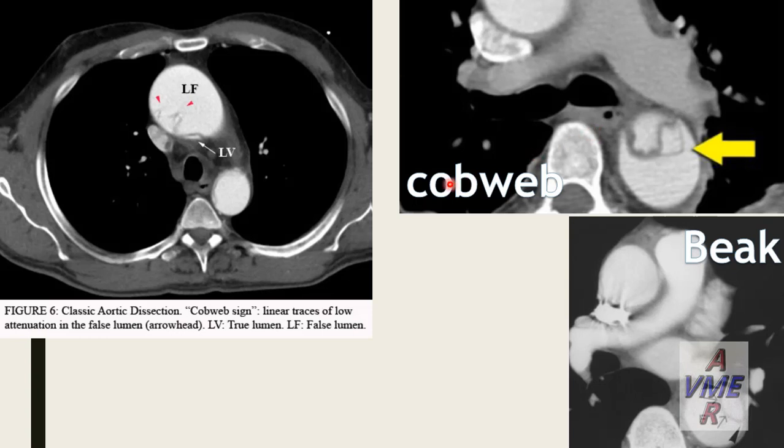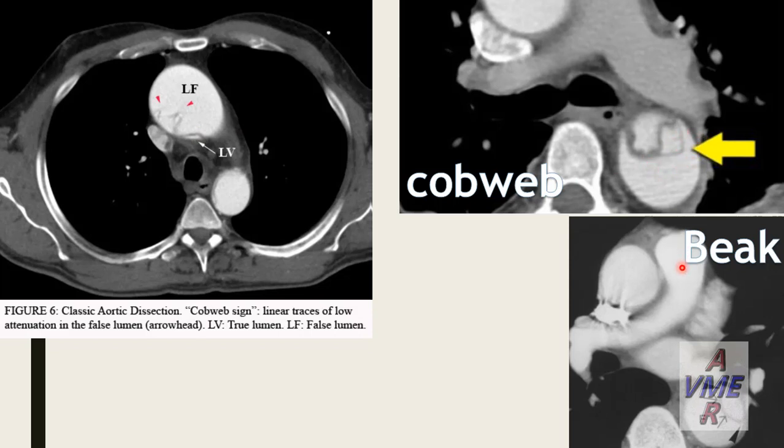Classical aortic dissection cobweb sign. This is the shadow present in the false lumen, called the cobweb sign. It is a linear trace of low attenuation in the false lumen. And this is the true lumen. We have here also a cobweb sign for the false lumen.